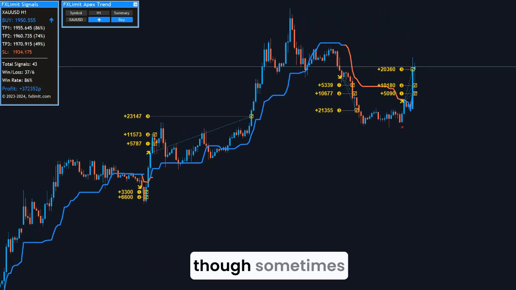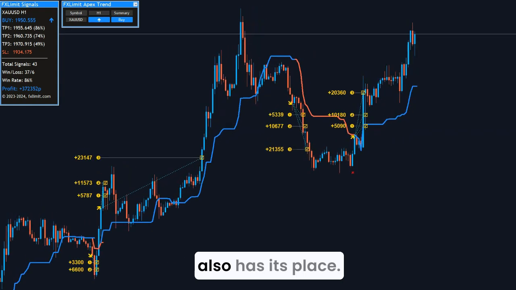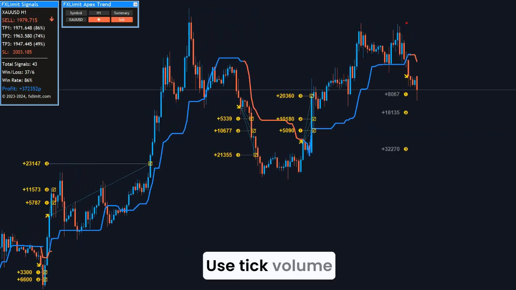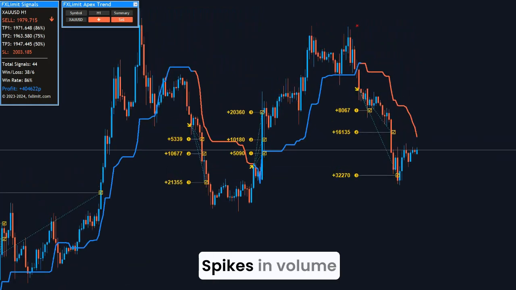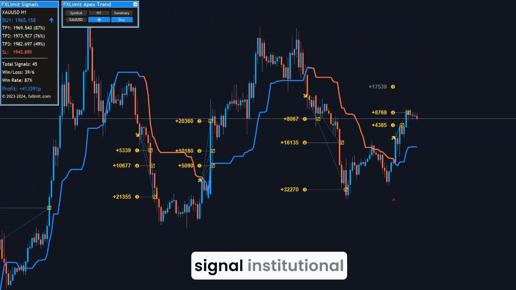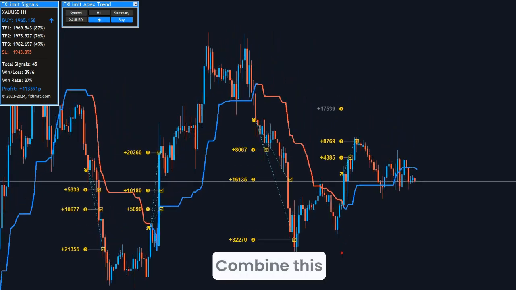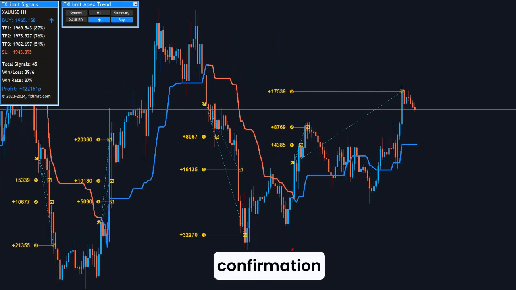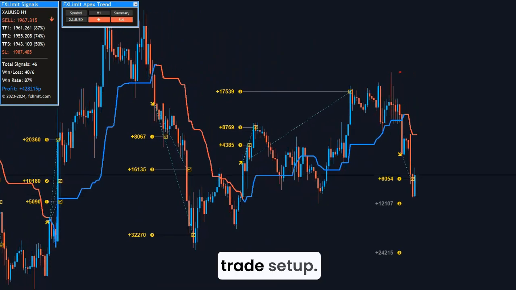Volume analysis, though sometimes overlooked in Forex, also has its place. Use tick volume as a proxy. Spikes in volume at key levels often signal institutional interest. Combine this with candlestick confirmation, and you've got a high probability trade setup.